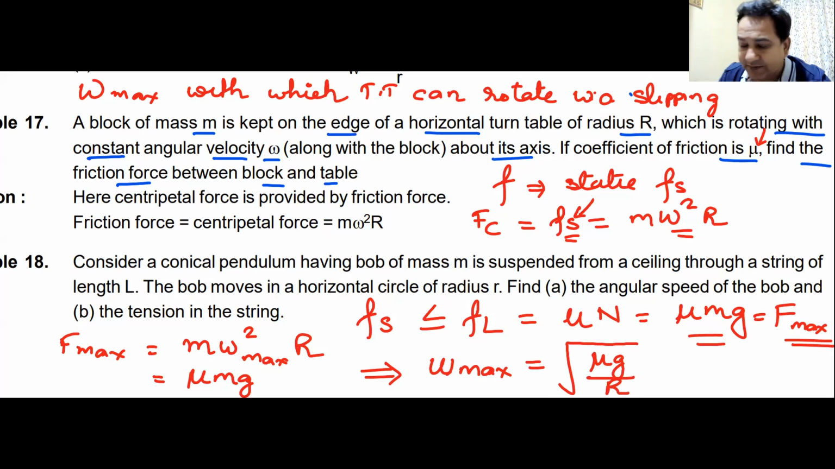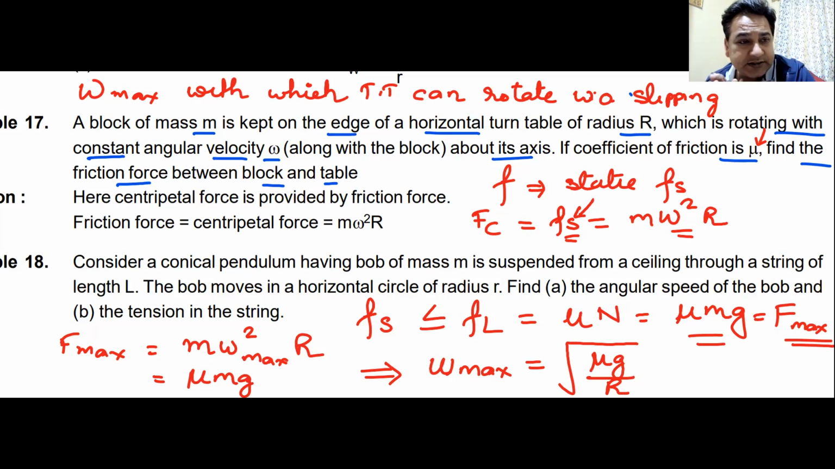Do we understand this? This is the maximum angular velocity with which I can rotate this turntable so that the block and the turntable rotate together. The block does not slip on the turntable. Can I have some raised hands that we have understood this? Boys on the left. Okay.